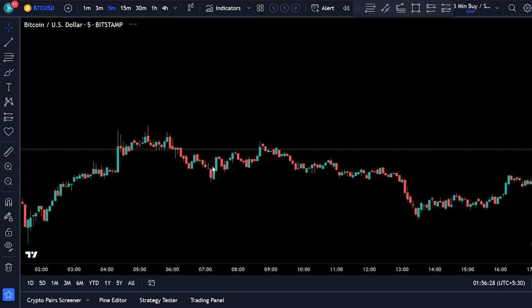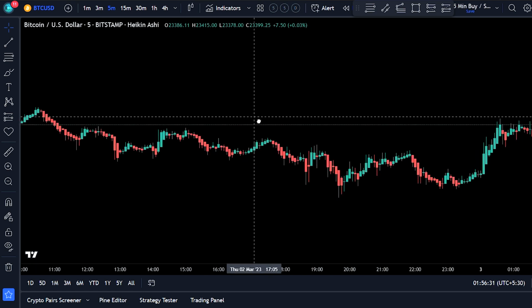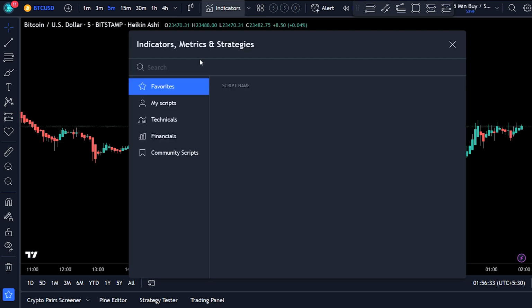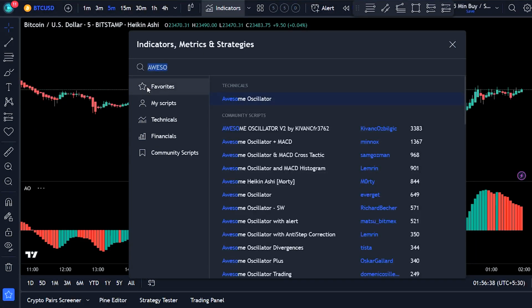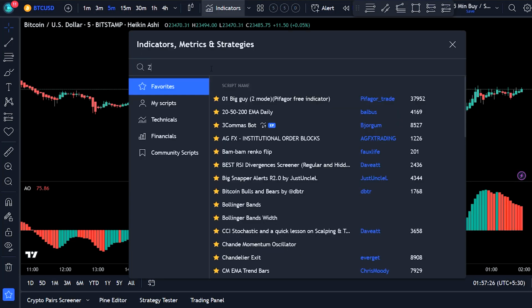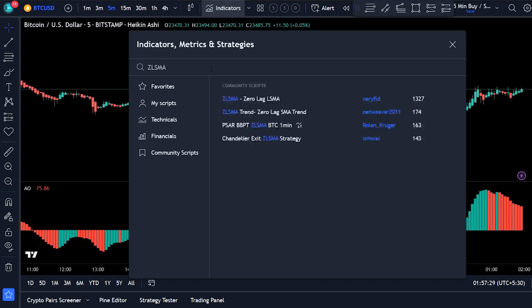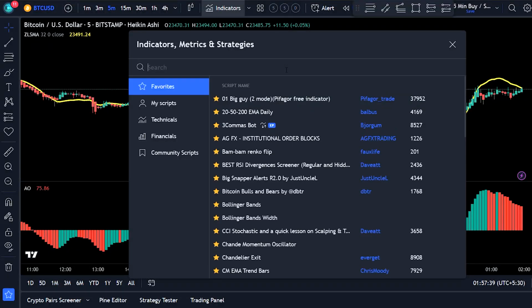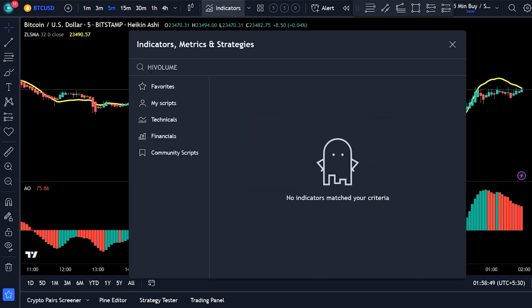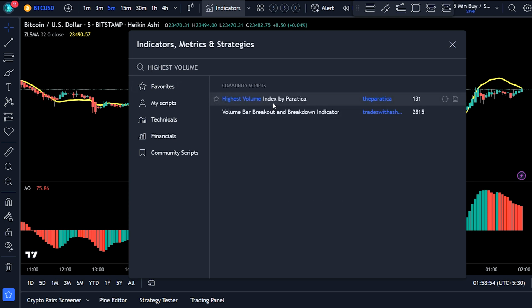Okay, for our strategy, we're going to use 3 indicators. For the first indicator, let's add the awesome oscillator. For the second indicator, we will search for zero lag SMA. This indicator by Veryfid. And for the third indicator, we will add a secret volume tool no one knows about. This indicator is called Highest Volume Index by Paratica.